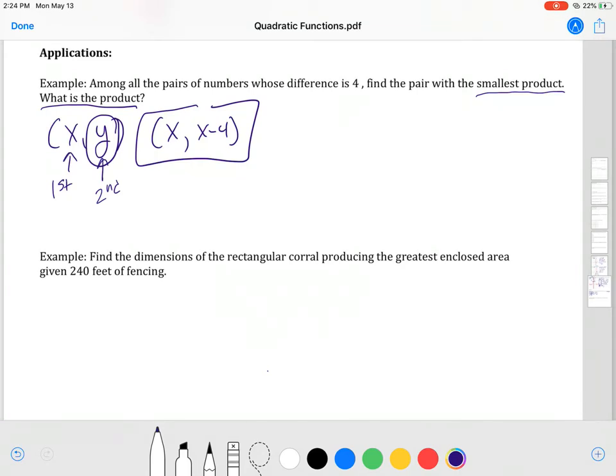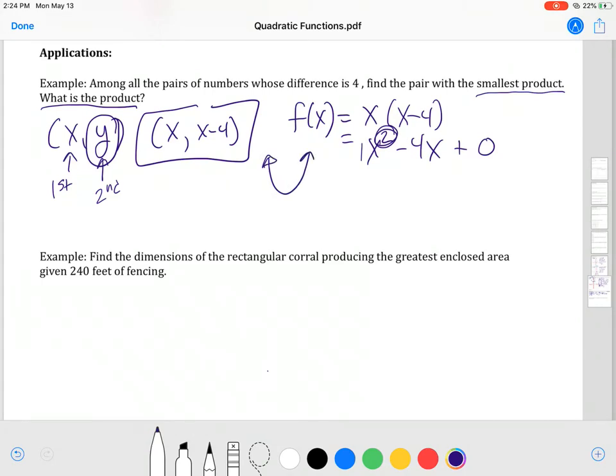So if I create a quadratic function, x times x minus 4, if I distribute that x, I know it's a quadratic because it's degree 2, I've got an x squared, and now it's in general form where my value of c is 0, my a is 1. So I know I'm going to have a graph that looks like this. And it's asking me for the smallest product. So that means I'm looking for my minimum value, which is my vertex. Whenever we're dealing with quadratics and it asks me to find the minimum or the maximum, what we're looking for is that vertex. So I need to find the vertex.